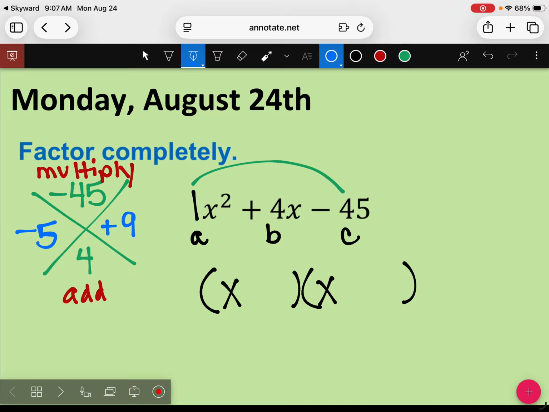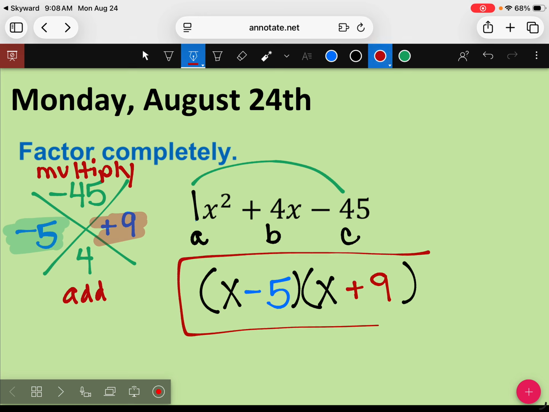So don't put a comma. Do not put a comma. There is no X comma. All you're doing is taking that minus 5. I want you to put that in one of the parentheses, just a minus 5. And then you're taking the plus 9 and putting that in the other parentheses. This would be your final answer.